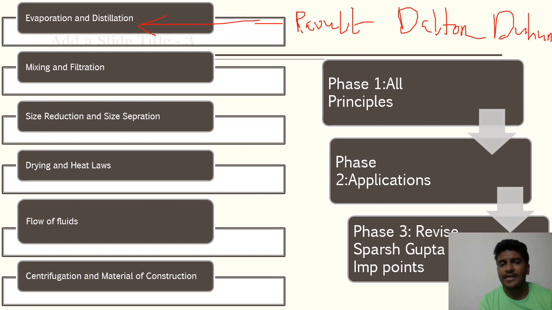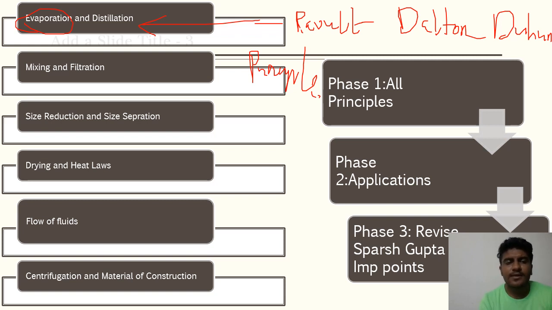Besides this, the types of distillation like simple, differential, steam distillation, molecular distillation, flash distillation, you need to know the basic principle and one major application, like which one is used for volatile substances, which one is used for separation of immiscible substances. Evaporation, you need to know the classification of evaporators, which is short tube, long tube, horizontal tube, vertical tube.